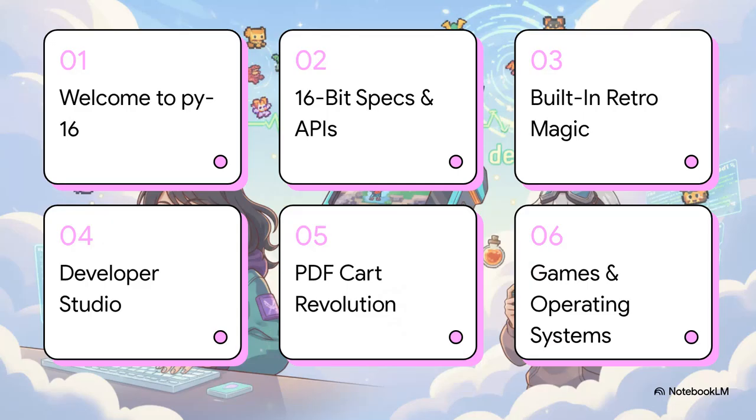Here's our digital manual for today. We'll kick things off by welcoming you to the console. Pop the hood to check out the 16-bit specs and APIs, and explore the built-in retro visual magic. Then, we'll tour the Developer Studio, unpack the crazy PDF Cartridge Revolution, and finally, check out some real games and operating systems. Let's dive in.